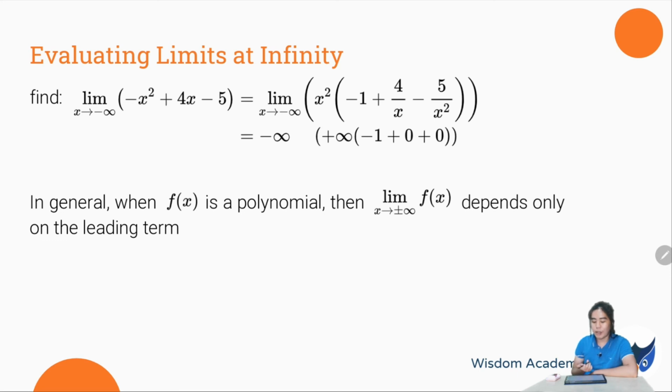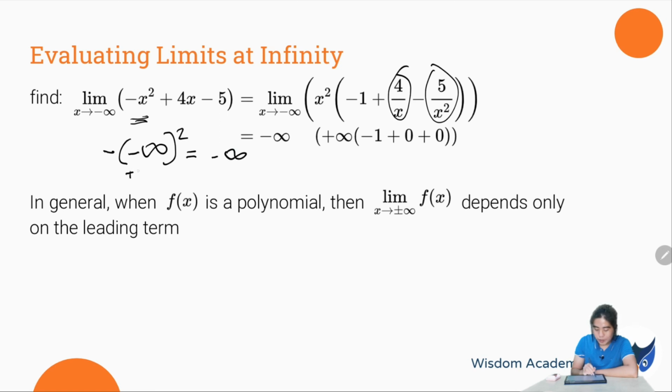So, in general, if f of x is a polynomial, since the other values here just become 0, the limit of f of x depends only on the leading term. So, we can immediately substitute negative infinity into the leading term. So, it becomes negative infinity squared, which will also be equal to negative infinity, since this becomes positive infinity times negative 1, negative infinity. Okay?